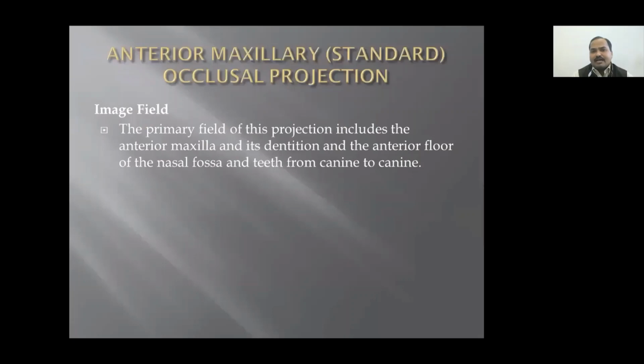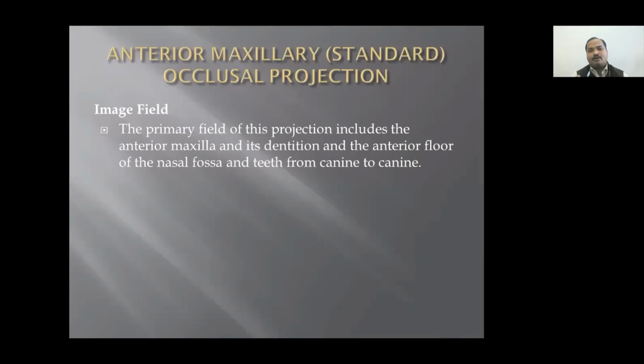Coming to the anterior maxillary or standard occlusal projection. In this, what we see is the image field, the primary field, with the area which will be covered in this projection. It will include the anterior maxilla and its dentition, the anterior floor of the nasal fossa, and the teeth from canine to canine.